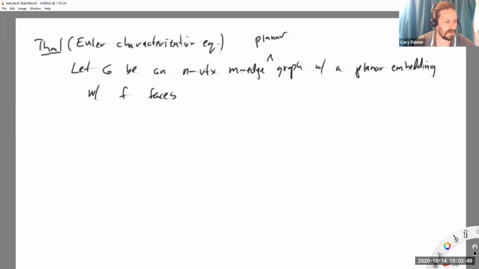Okay, so if G is an n vertex, m edge, f face planar embedding, then these three numbers, n, m, and f, satisfy the following equality. If you take the number of vertices minus the number of edges and add to it the number of faces, then that quantity always equals 2, okay? Except I made one small mistake here. G needs to be connected as well.